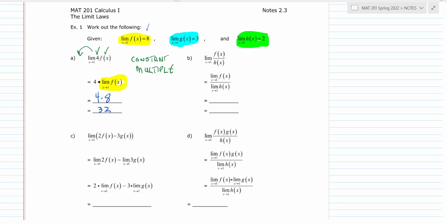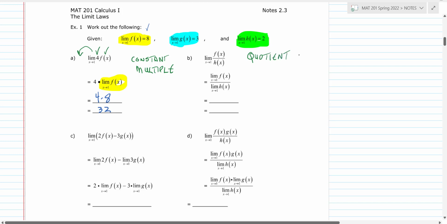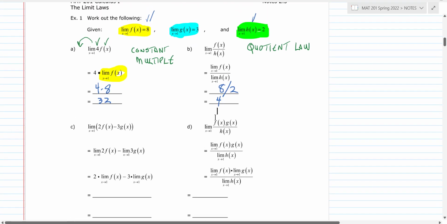Okay. The next one would be the quotient law for limits. So notice what I did is I did the limit of the numerator f of x divided by the limit of the denominator h of x. Okay, and if you look at this, well, the limit of f of x was given as 8. The limit of h of x was given as 2. So I'm just doing 8 over 2. So that would be equal to 4.